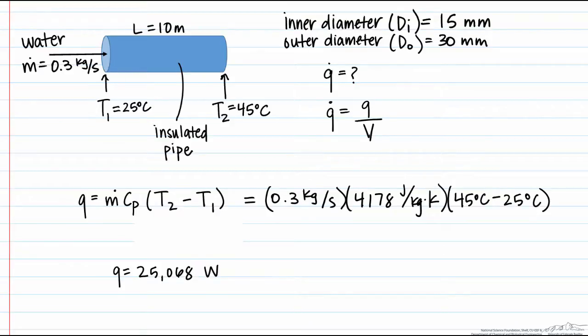So a couple of things to remember. First of all, remember that a watt is equal to a joule per second. And also remember that when you're subtracting temperatures, you'll get the same answer regardless of whether you use Kelvin or Celsius.